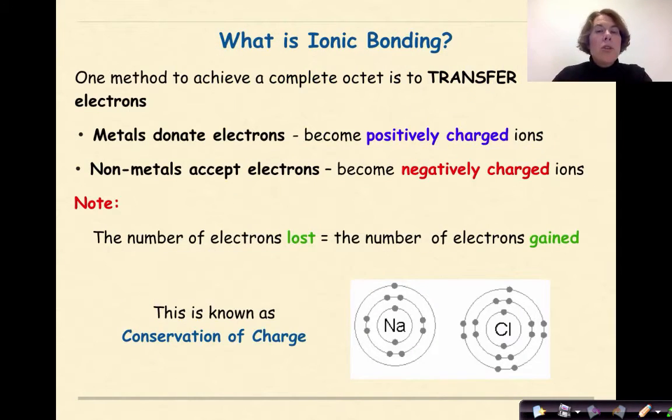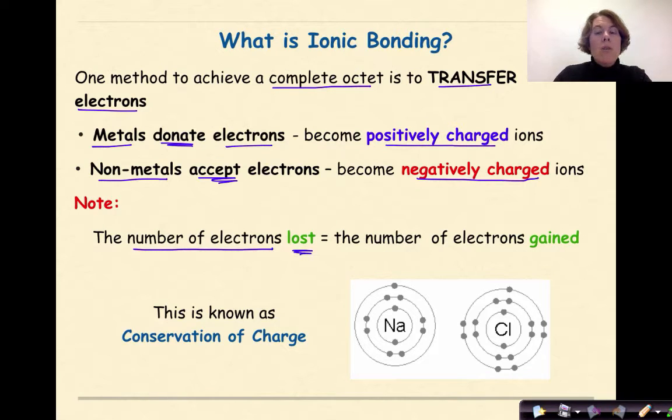One method to achieve a complete octet is to transfer electrons, where metals are going to donate electrons to become positively charged ions, and nonmetals will accept those electrons to become negatively charged ions. Note, the number of electrons lost must equal the number of electrons gained. This is known as the conservation of charge.